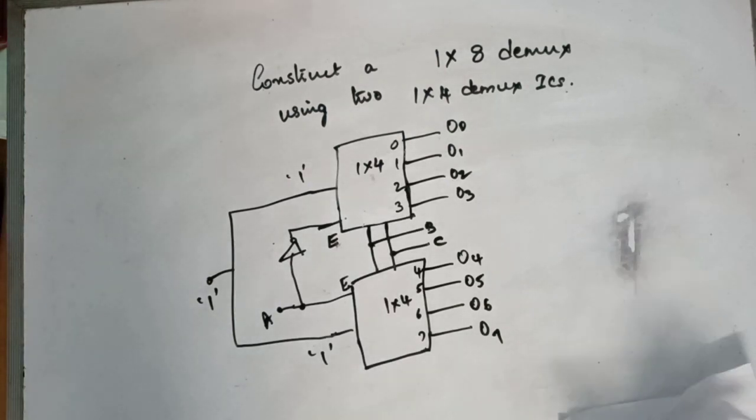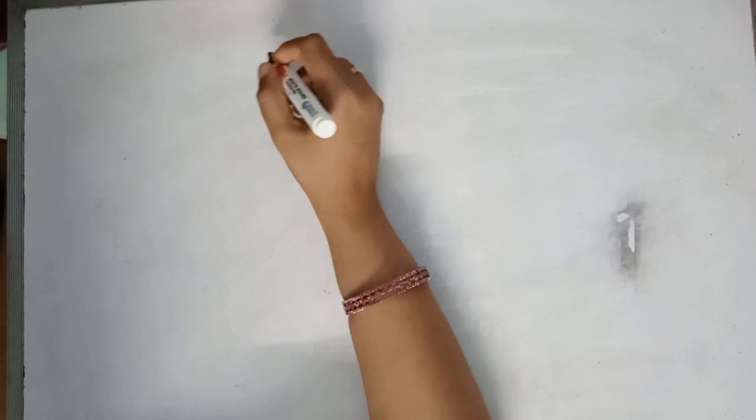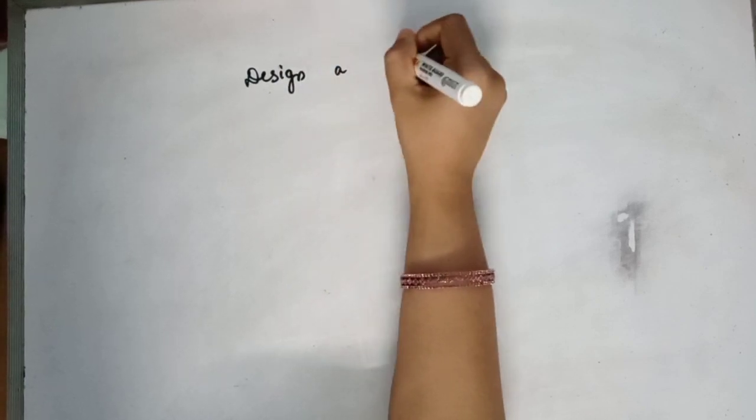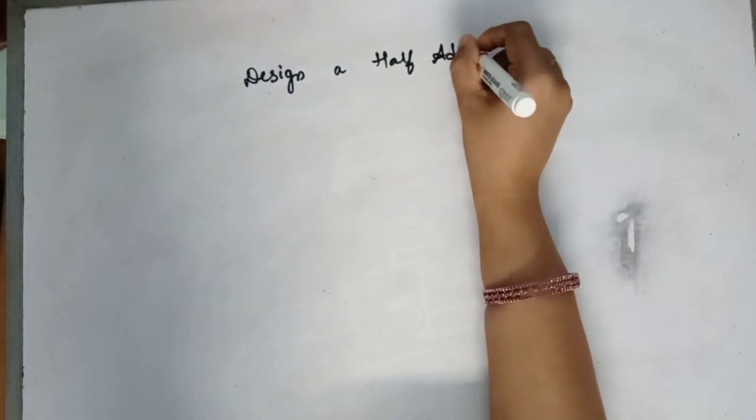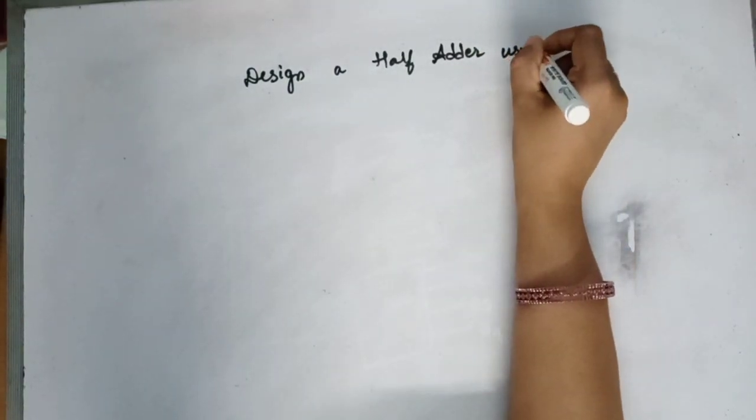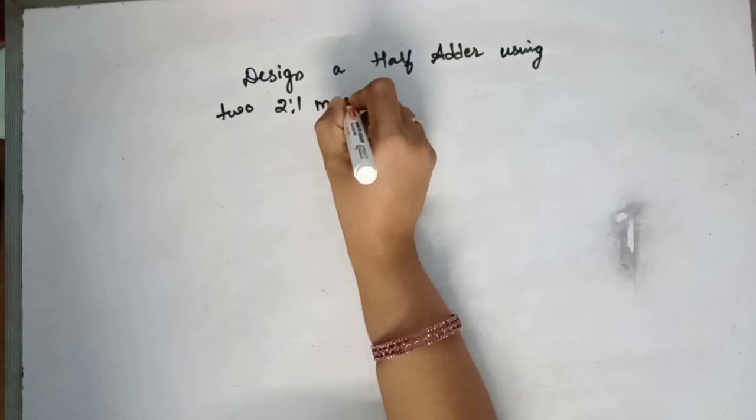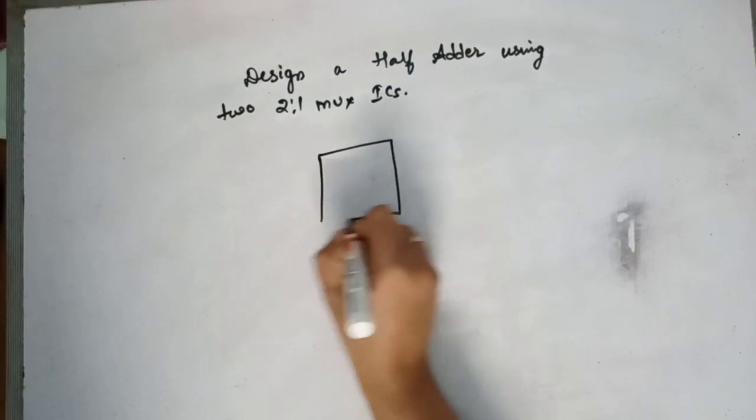So likewise you can construct any circuit. You can take up a question like design a half adder using 2 2:1 mux ICs. You have two 2x1 mux ICs.